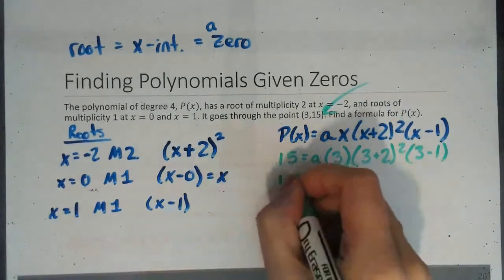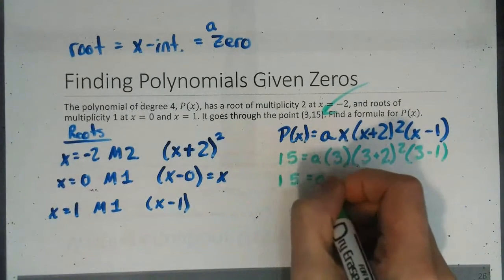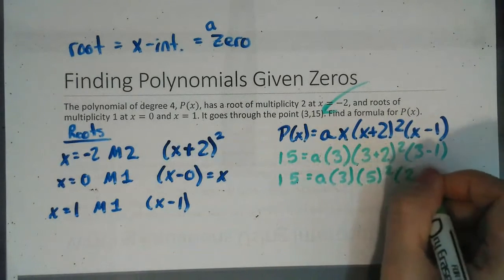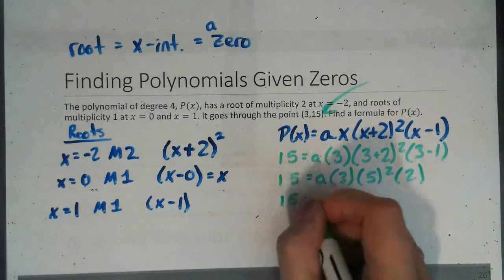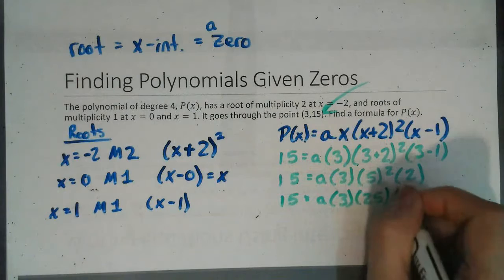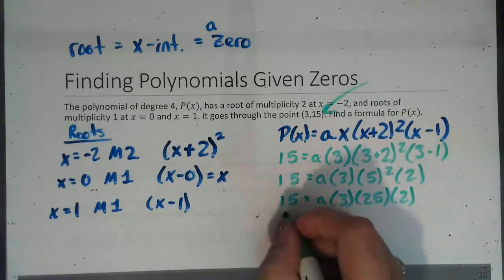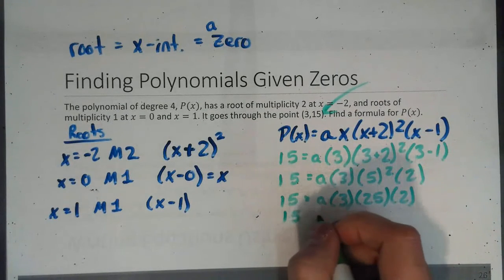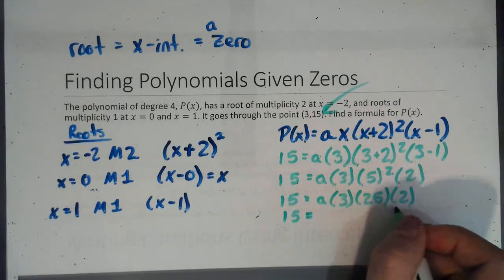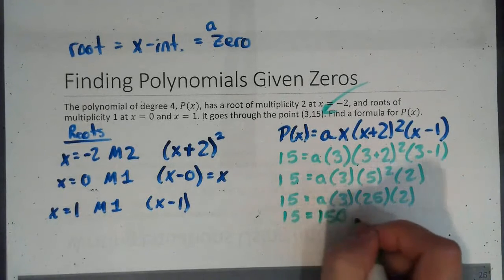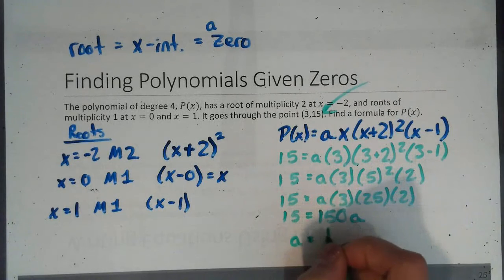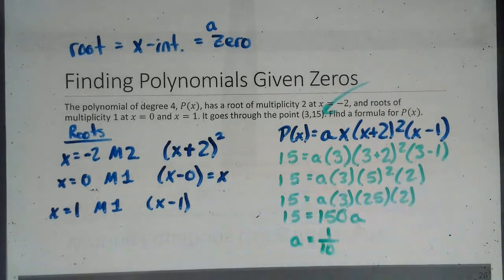So we get 15 equals a times 3 times 5 squared times 2. So that's 15 equals a times 3 times 25 times 2. So 15 is equal to 3 times 25 is 75. 75 times 2 is 150. So we get 15 is equal to 150 times a. If I divide both sides by 150, we get a is equal to 15 over 150, which is 1/10.